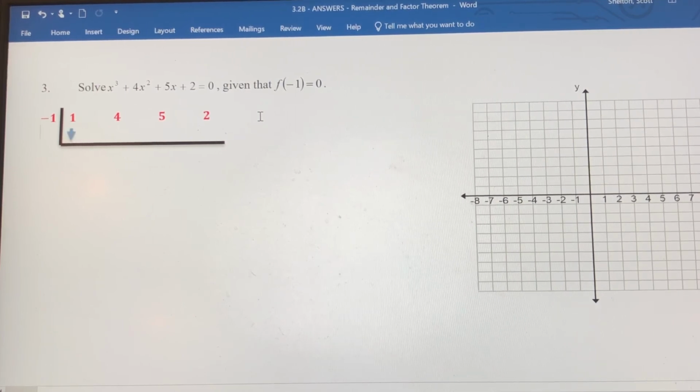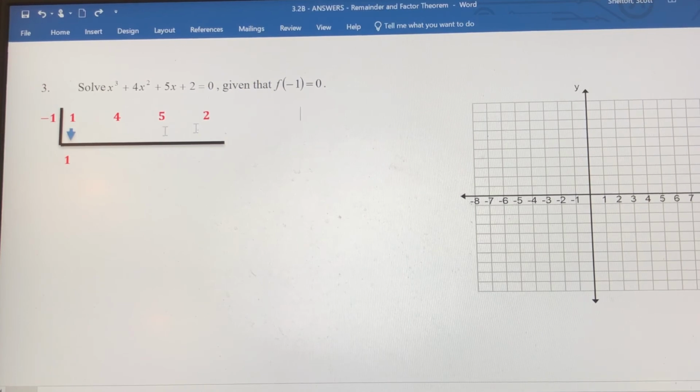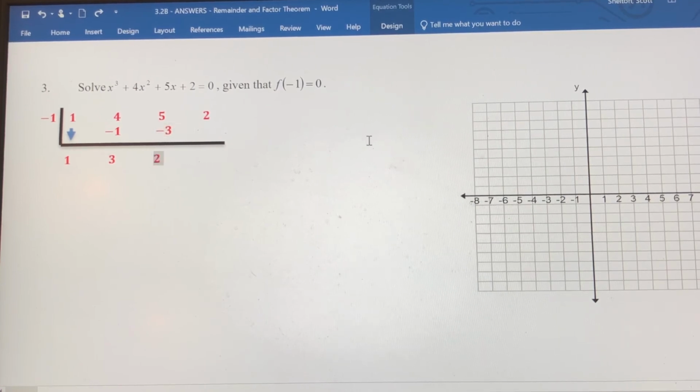So we want to bring down the 1. We're going to multiply -1 times 1 and we get -1. Add those two values together, we get +3. Multiply -1 times 3, we get -3. Add those two values together and we get +2. -1 times 2 is -2. And when we sum those, we get a 0, which is what we should get.